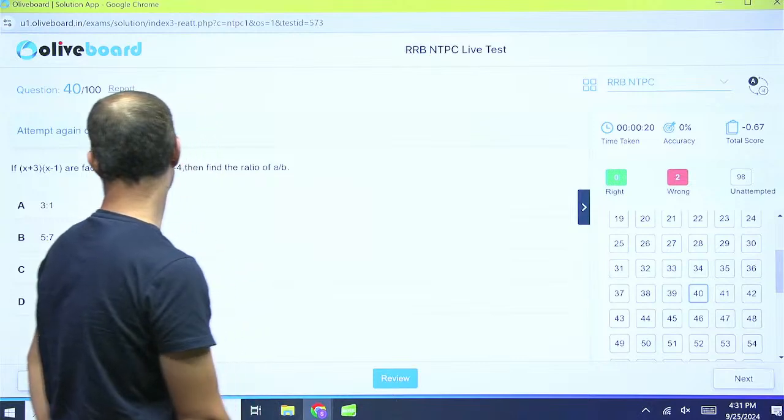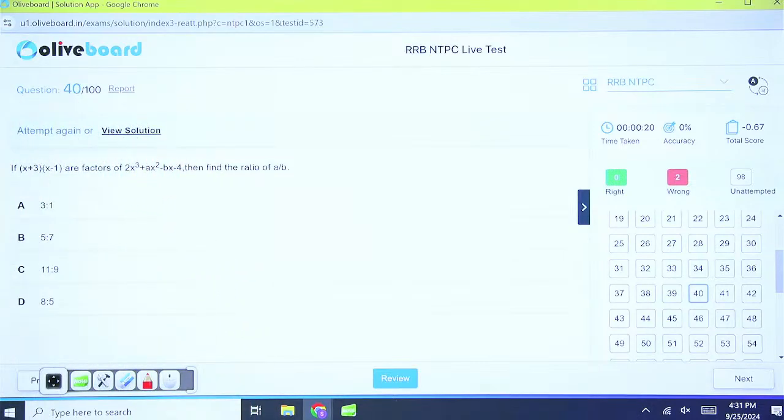Next question is on your screen. Now tell me what would be the answer of this. If x plus 3 and x minus 1 are the factors of 2x cube plus ax square minus bx minus 4, then find the ratio of a upon b. You have to calculate the ratio of a upon b.